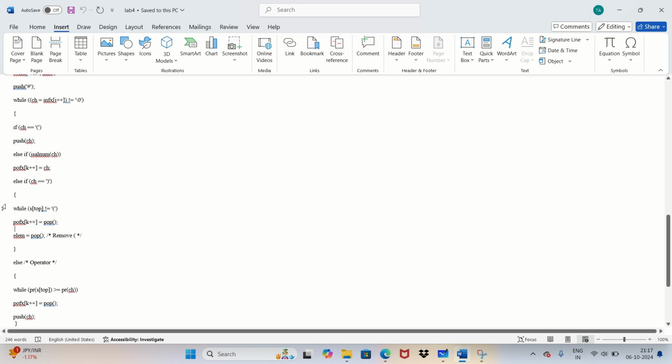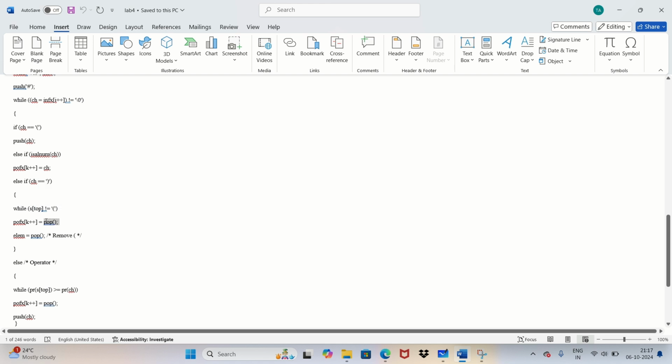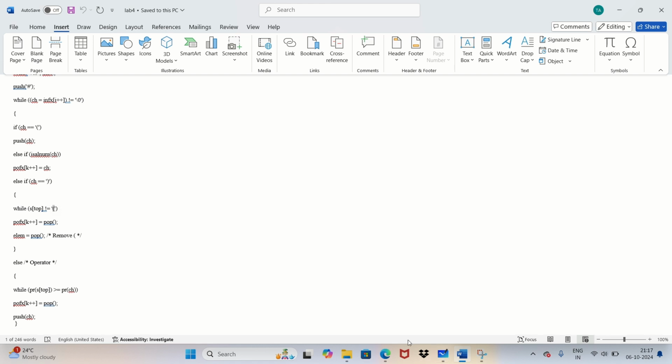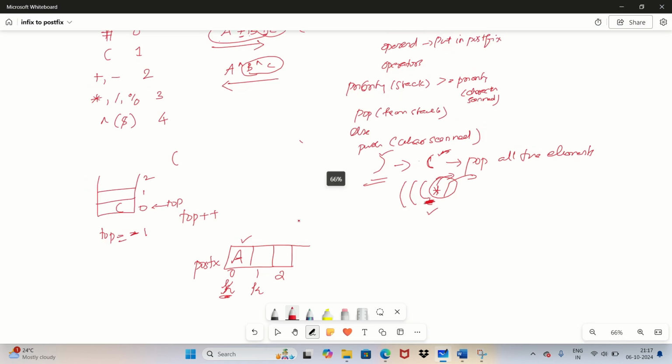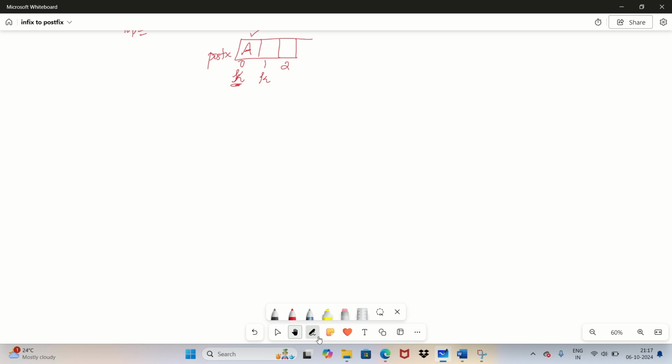Okay, so it is saying you go to your stack and start popping all the elements into the postfix at k position, and keep on increasing k. At the same time, after increasing k, you check whether your s of top has this opening brace. What is the meaning of that?